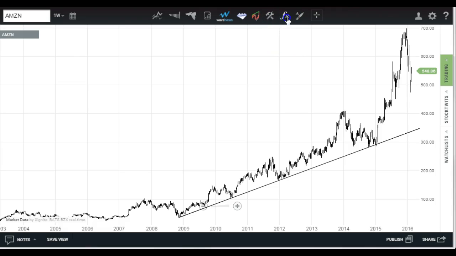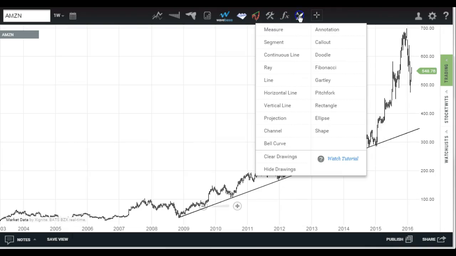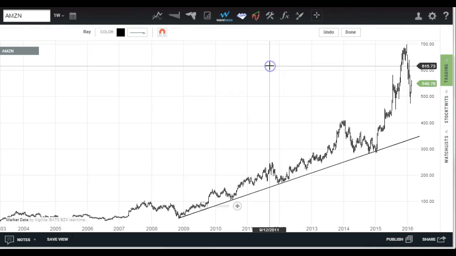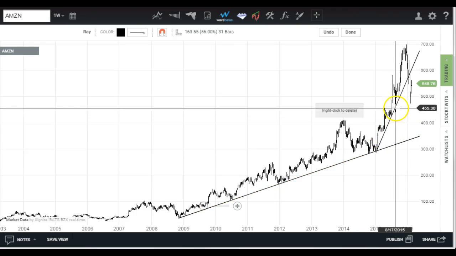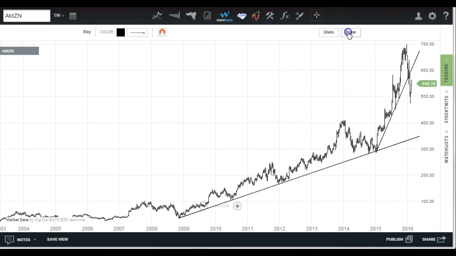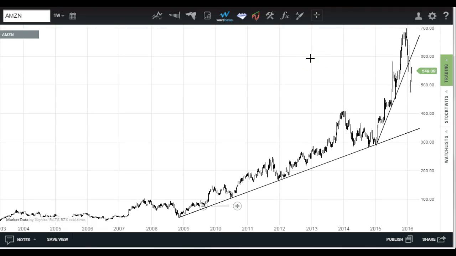Let's just put a simple trend line right up there to describe the action. And that makes sense. That's really the one that everyone should be using. And obviously you can see it's broken to the downside. So let's now flip this over to a log scale and see what it looks like.